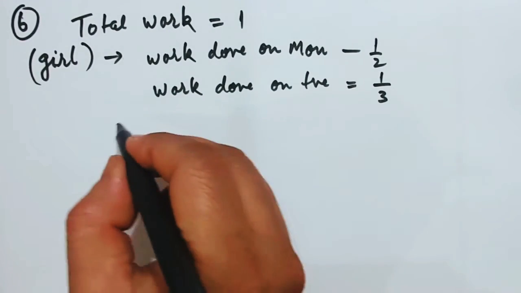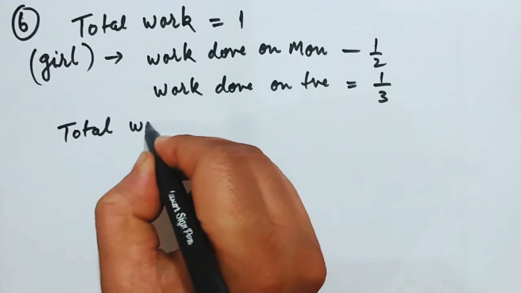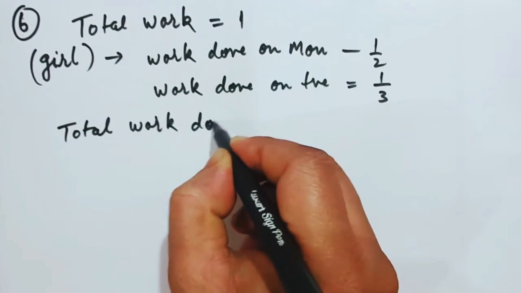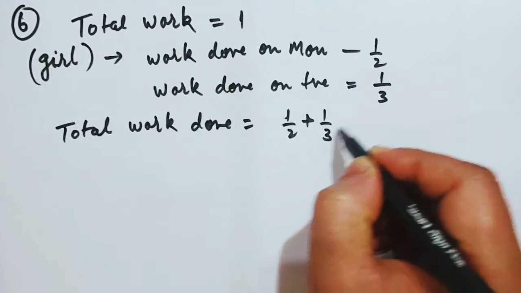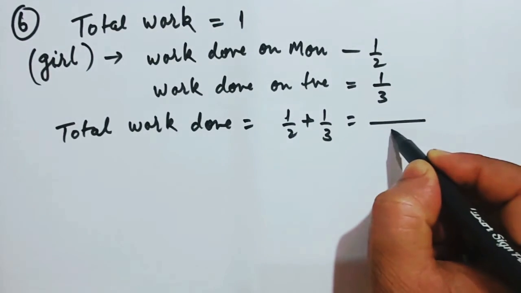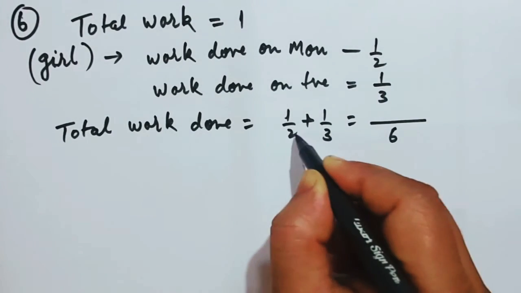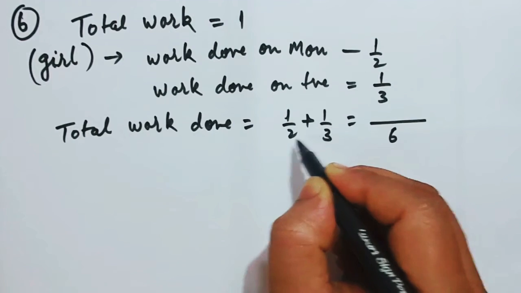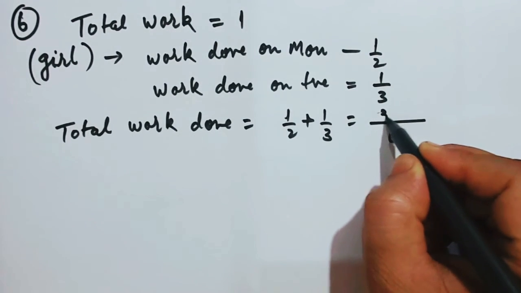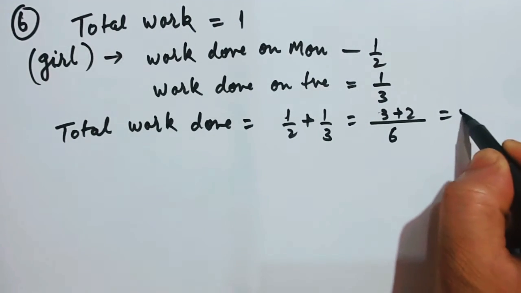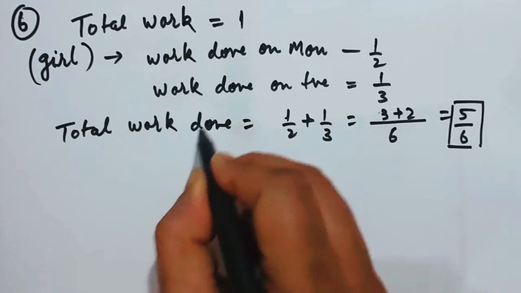So let us find the total work done, isn't it? Before finding the remaining, total work done is equal to how much? So 1 by 2 plus 1 by 3 is equal to how much? LCM will be 6, because these two are co-prime numbers. Co-prime numbers are numbers whose HCF is 1. So I have multiplied these two. Now 3 plus 2, that is equal to 5 by 6. 5 by 6 is the amount of work done.